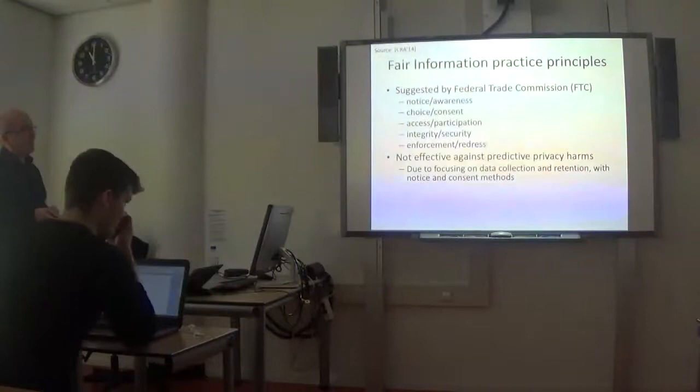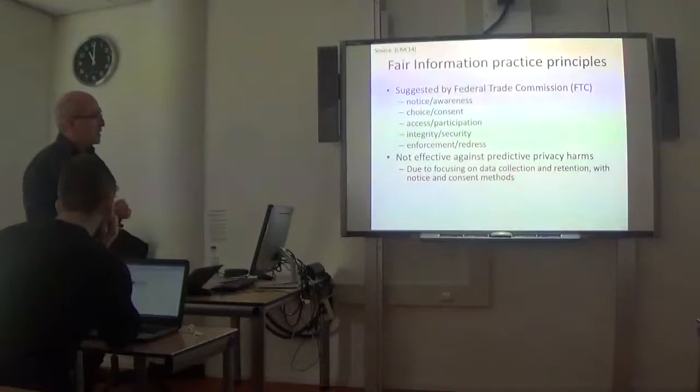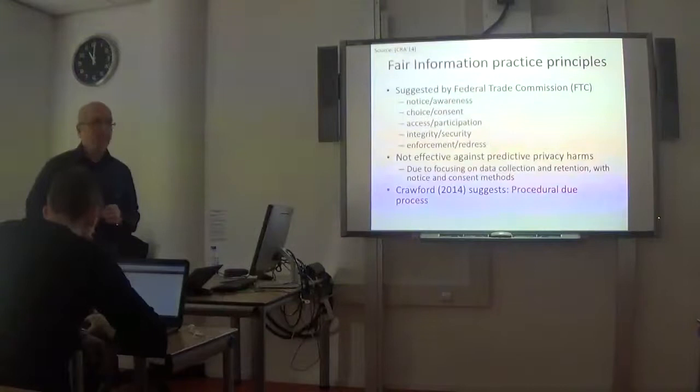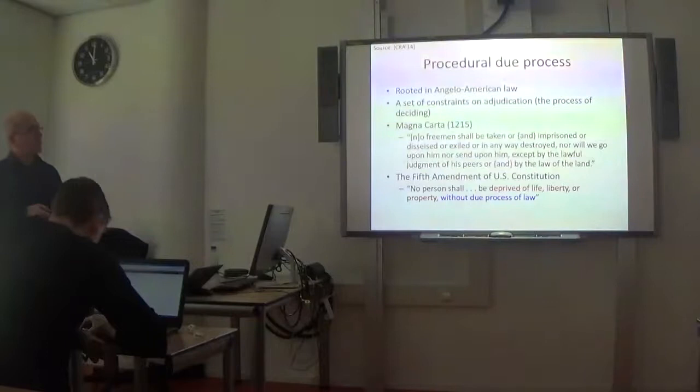predictive privacy harms, it says a procedural due process. This is a legal term coming, for example, from the American Constitution, that no person shall be deprived of life, liberty, or property without due process of law.